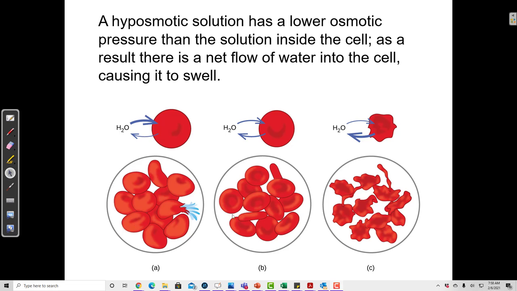So the idea is that the solution on the outside of the cell has to have some salt, and the solution on the inside of the cell has to have some salt, and that amount of salt should be pretty much balanced so that the flow of water happens equally inside the cell and to the outside of the cell, so that your cells don't get too shriveled up and don't get too swollen.